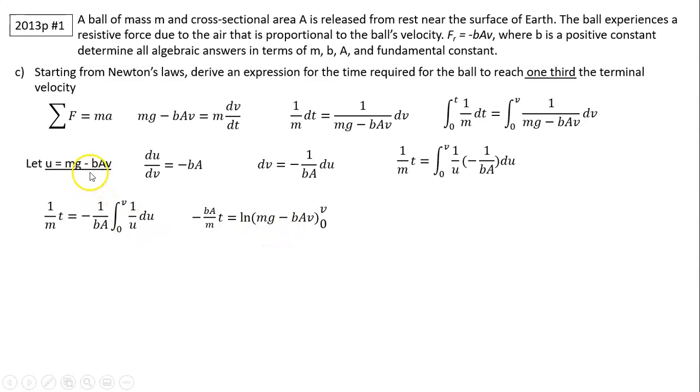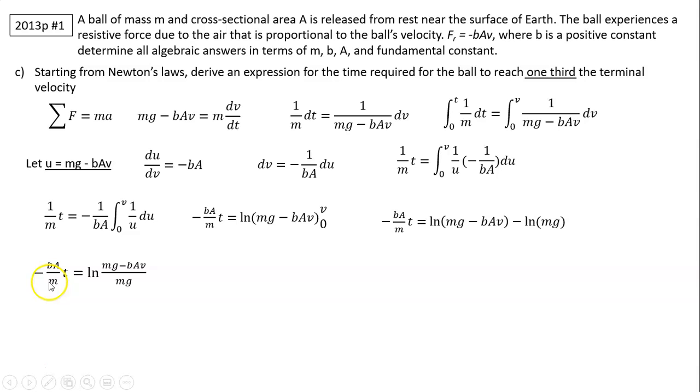What is u? u equals mg minus bav. And what's the value of v? You start from 0 to v. Now, left side stays the same. Right side, you have to subtract the first term when v equals v, minus the second term when v equals 0. When v equals 0, ln of mg minus bav becomes ln mg. When you subtract the log functions, you can divide. So on the right-hand side, you have ln of mg minus bav divided by mg.